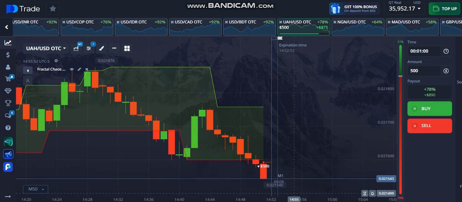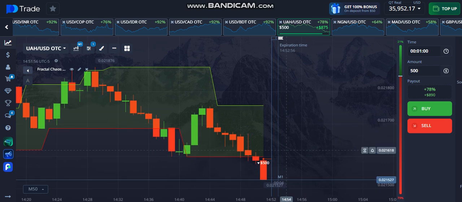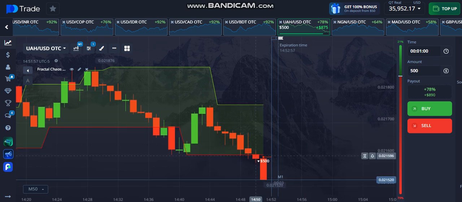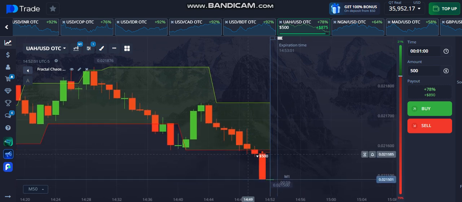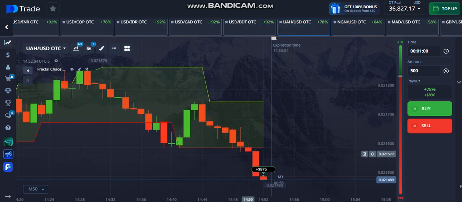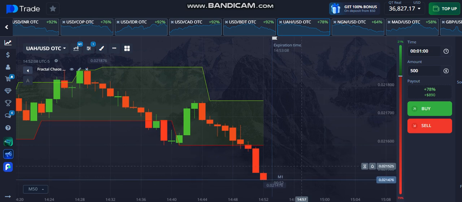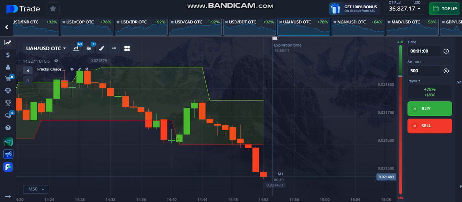Okay, so it's breaking out to the downside here. So we wait for the candle to close first outside the band line here. Okay, so we won that trade here. All right, so I'm going to pause the video and look for another setup.